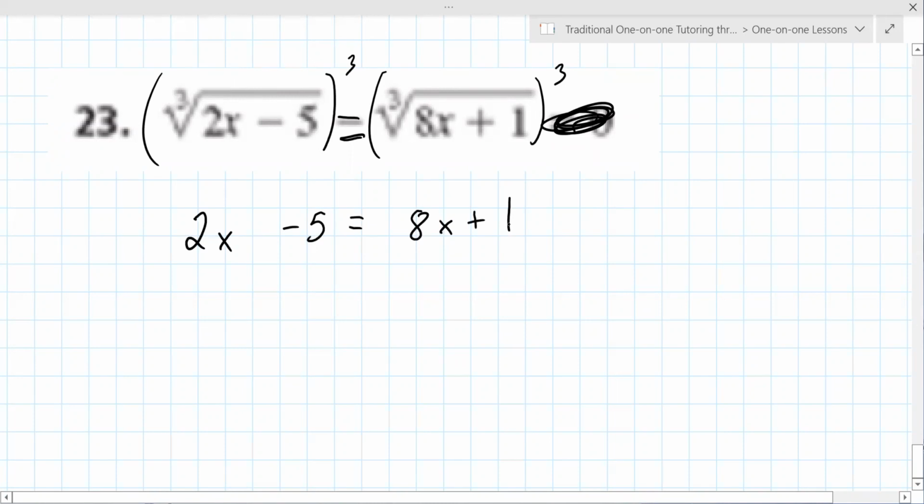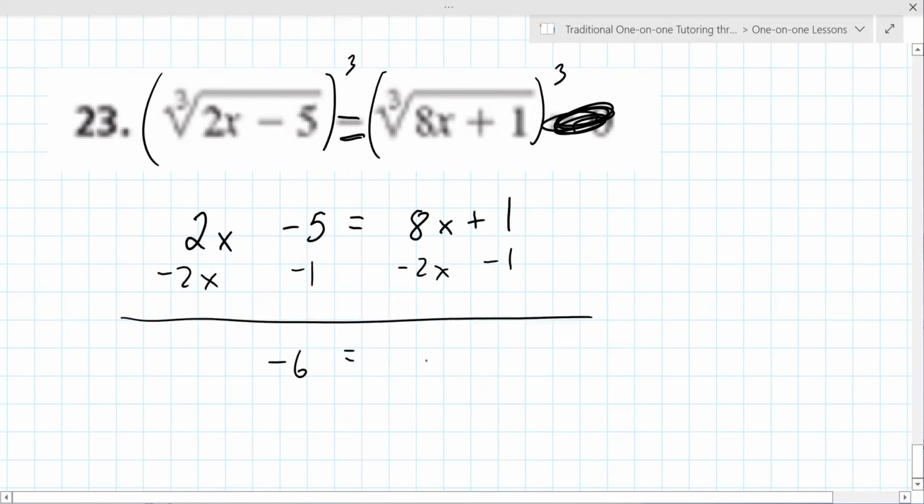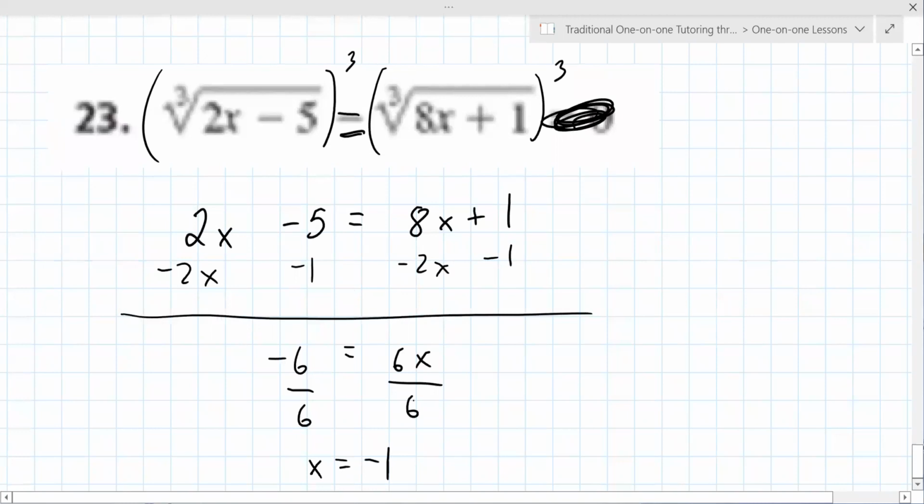Right. So this time I'm going to move the 2x over. So we got -6 equals 6x. Divide both sides by 6, and x equals -1. We talked about odd versus even roots last time, I think. For odd ones, the negatives are always okay. It's only the even ones where you've got to be a little bit unsure.